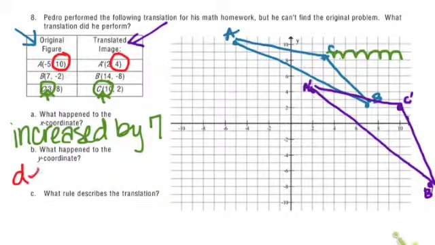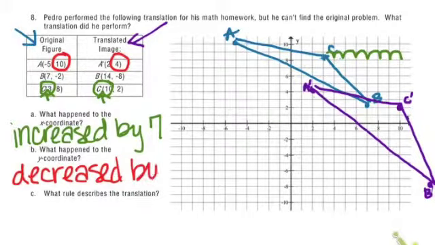So this time we've got a y that is decreased, and from 10 to 4 it decreased by 6. Again, you can look at the actual coordinates if you want, or you can look at your grid picture and see how many times it goes down. 1, 2, 3, 4, 5, 6.